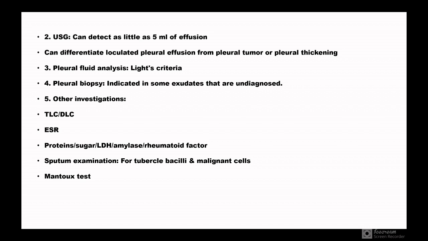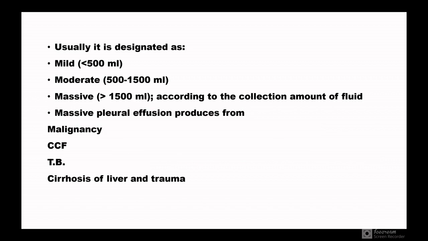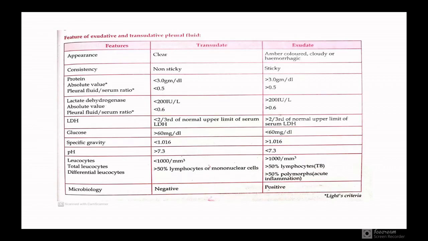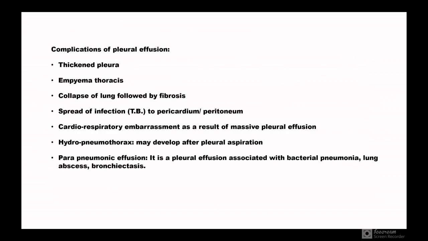And on USG, you can detect an effusion as small as 5 ml. It can differentiate loculated pleural effusion from pleural tumor or pleural thickening. Pleural fluid analysis: Light's criteria I have already shown you here in aggregate. In the lab we can detect protein, LDH, glucose level, everything, and it is aggregate Light's criteria.